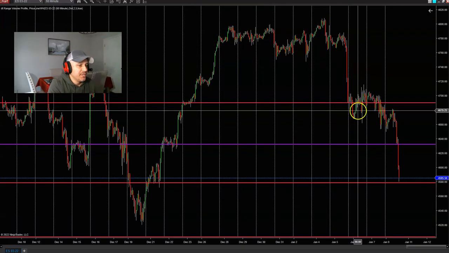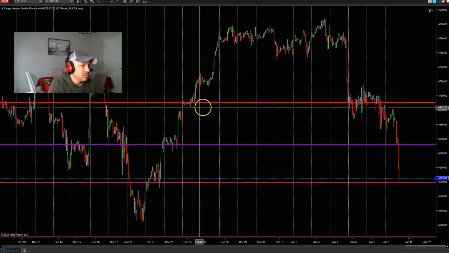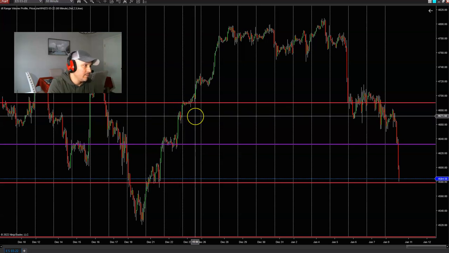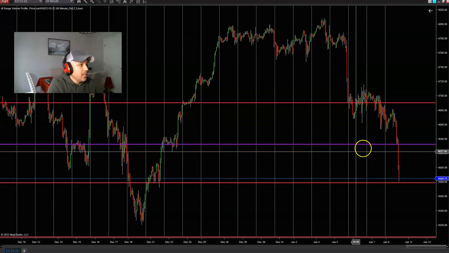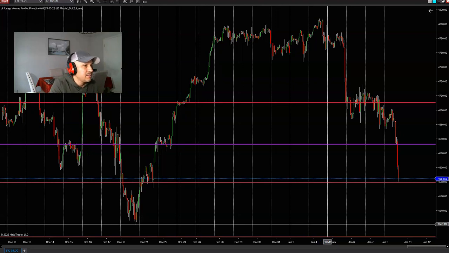Basically breaking structure to the downside, guys. Market structure: we were breaking these lows to the downside from previous days. So we're breaking prior day session lows, going back into December. If you have any kind of bias right now, it would be to the downside in a sense, looking for pullbacks.